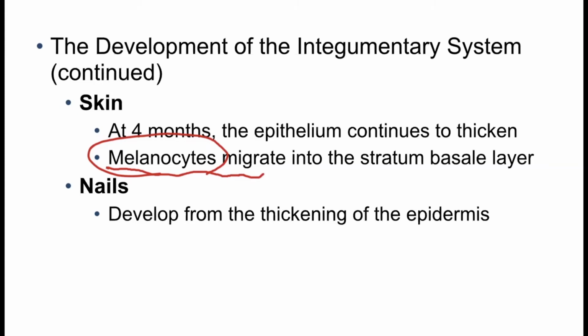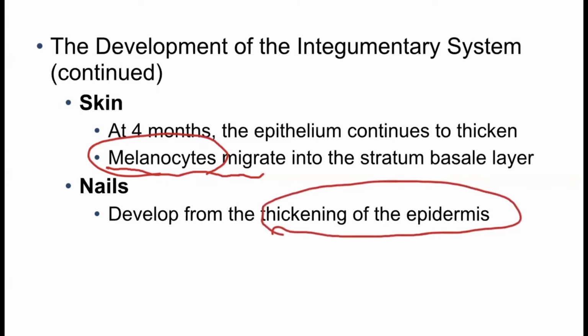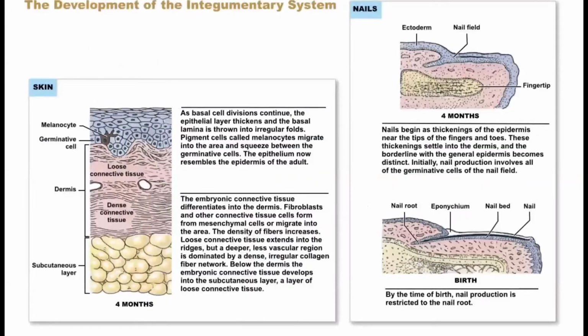Then the nails start to develop from the thickening of the epidermis. Your nail beds start to form, your hair starts to form, and your glands. You can see the nail field here as this starts to thicken. It starts to develop your nails, your fingernails and your toenails. You can see the melanocytes starting to form and move into the stratum basale layer. We've got your epidermis, your dermis, and your hypodermis. Remember, the dermis has two types of tissue: loose connective tissue and dense connective tissue.